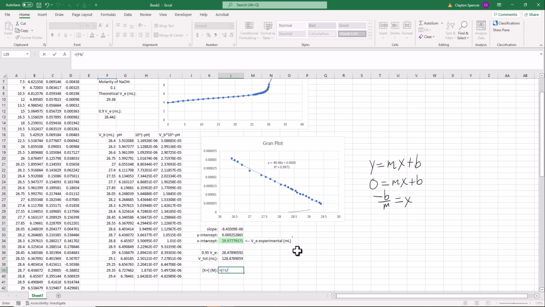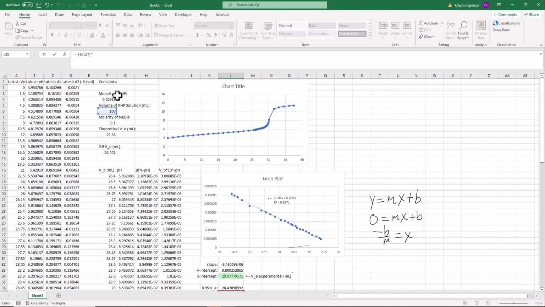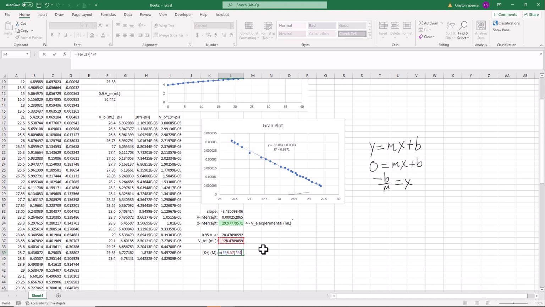Divided by the total volume. We calculated what that total volume is here. And then we multiply that times the initial concentration of our KHP solution. And so we have the molarity of our KHP solution up here. So I can click on that. And that should be everything. So hit enter. There we go. There's the molarity of our K plus.